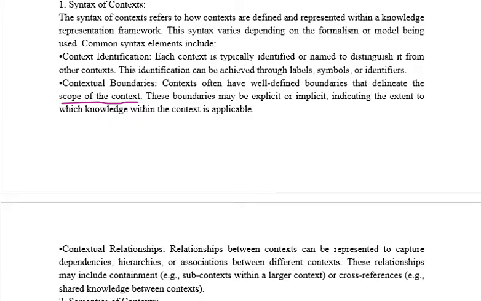Next, this is the syntax of the context. I think you understood about the syntax. What is the syntax for the context? If they ask in the examination, you have to write all of this, till here you have to mention it. Now let's understand what is the semantics of context.